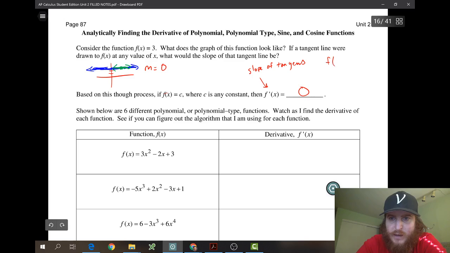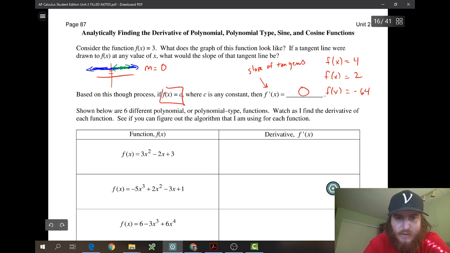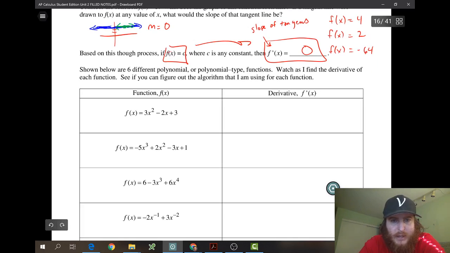So if we said f of x is 4, then we know that the slope is 0. If we said f of x is 2, we know the derivative is 0. If we said f of x is negative 64, then f prime of x, the slope, is 0. So for any f of x equals c, f prime of x equals 0. Okay, so we know that the derivative of any constant is 0.